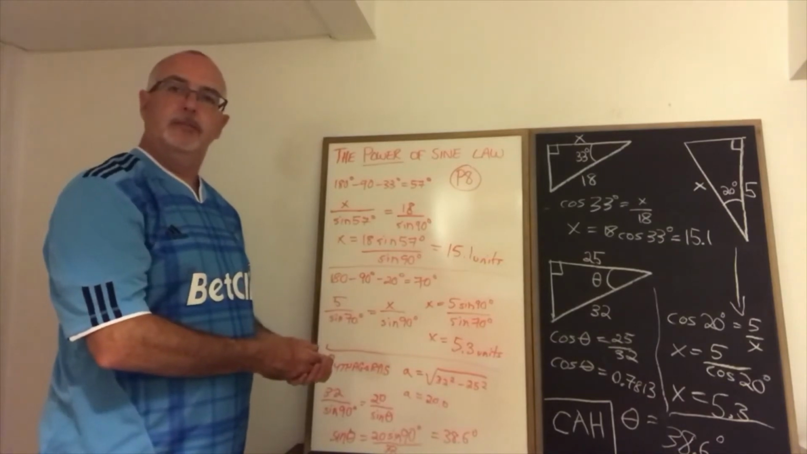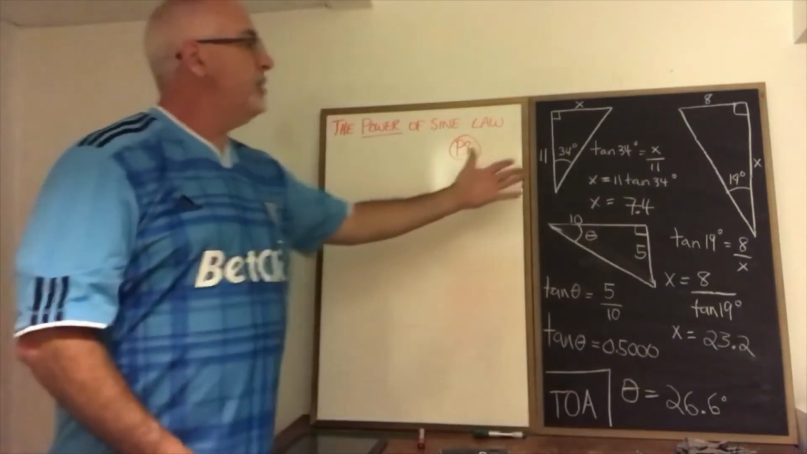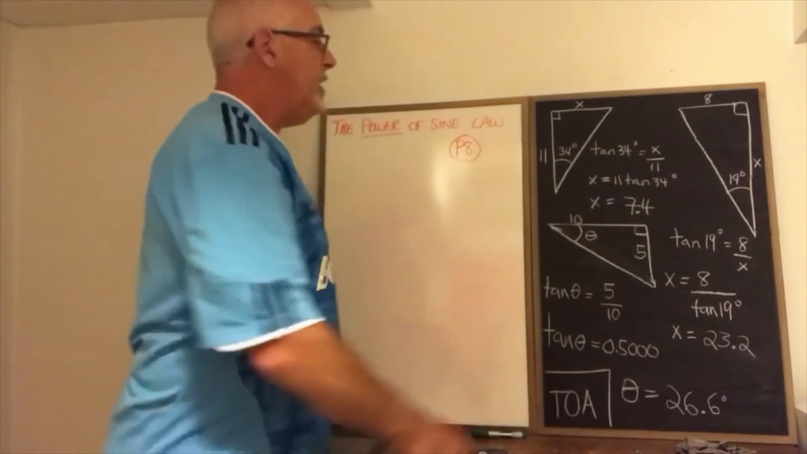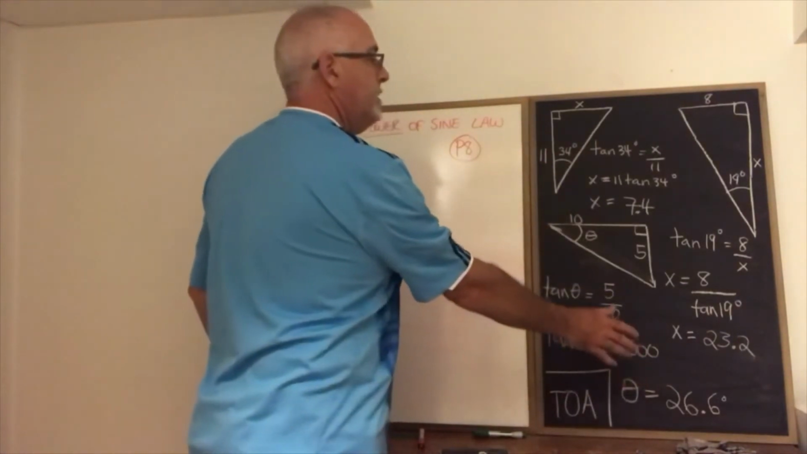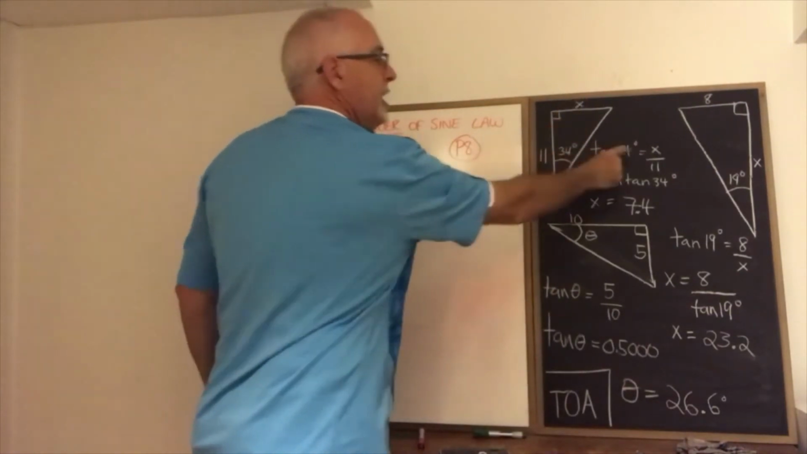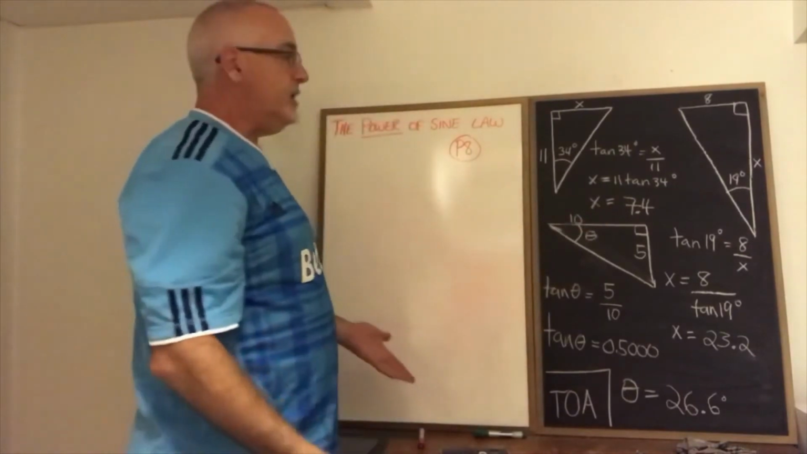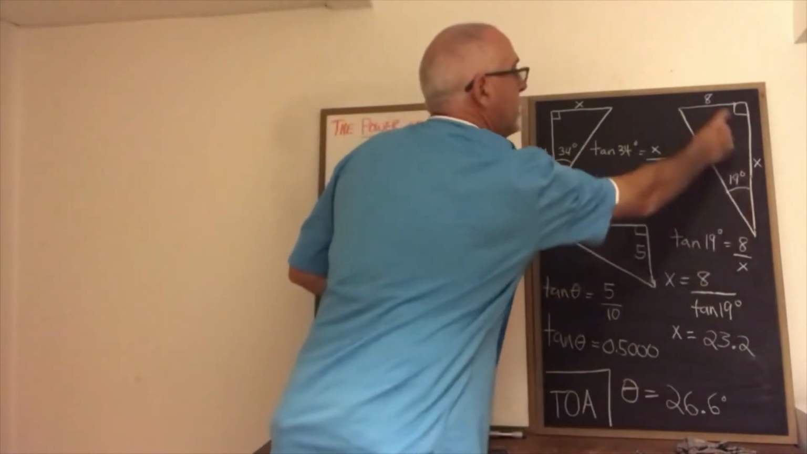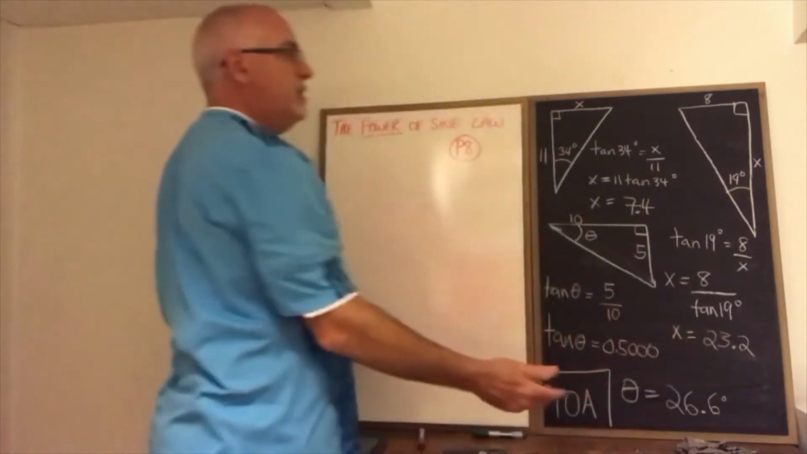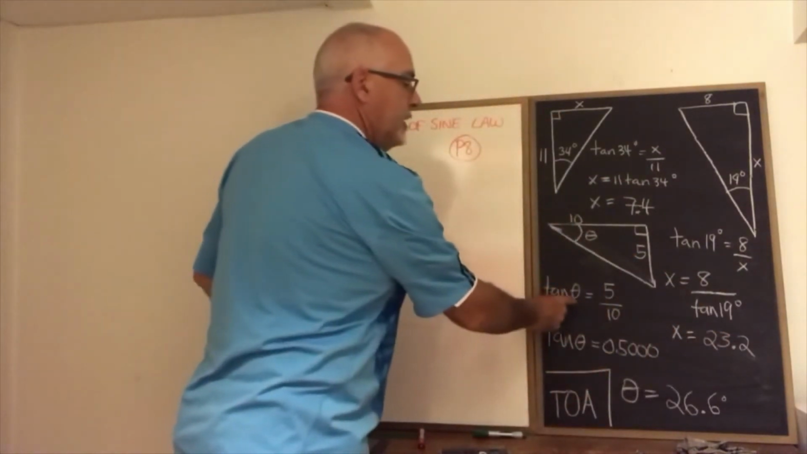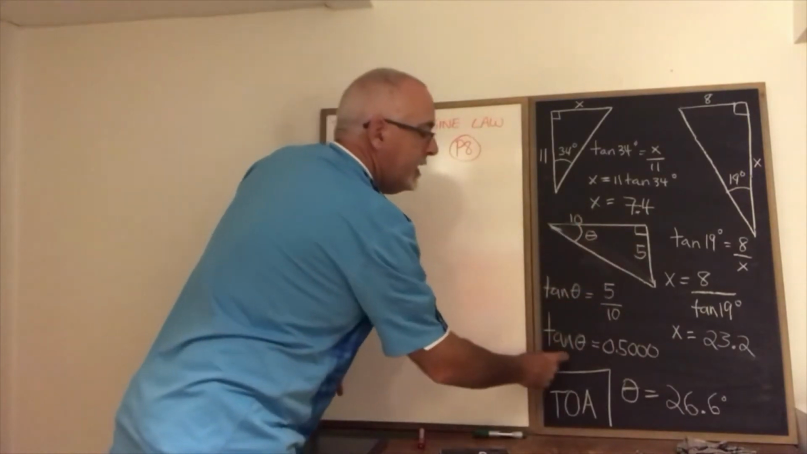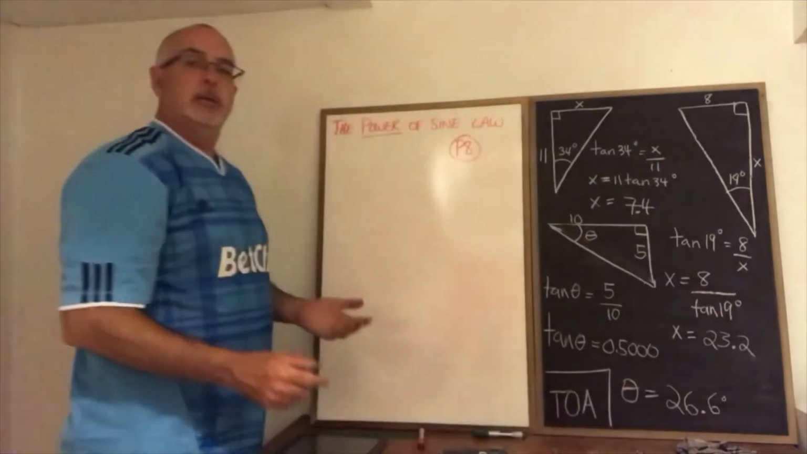Let's find out. Okay, so now I've set up three triangles that we would solve with the TOA formula, and I have solved all three using that formula. Tan of 34 is equal to opposite x over adjacent 11. X ends up being 7.4 units. Tan of 19 is equal to opposite 8 over adjacent x. The x ends up being 23.2 units. Tan of unknown angle theta is equal to opposite 5 over adjacent 10. The angle ends up being 26.6 degrees.